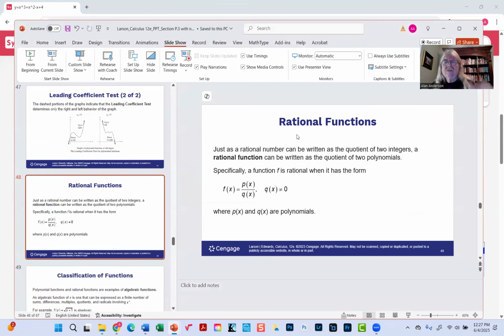All right, now rational. This word rational contains the word ratio, and there's a good reason for that. If we have a function which is itself a ratio of two polynomials, then we call it rational. The only constraint here, of course, is that the denominator can't be zero.